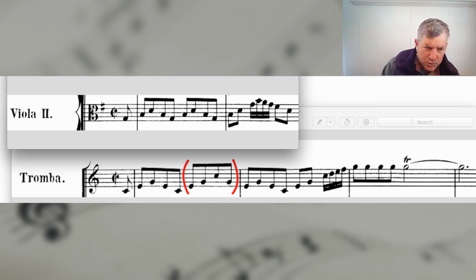Here's the viola line once again from the third Brandenburg. And here's this tromba line from the second Brandenburg. I'm going to leave out this second part here, and you'll see how similar it is. Here we go.